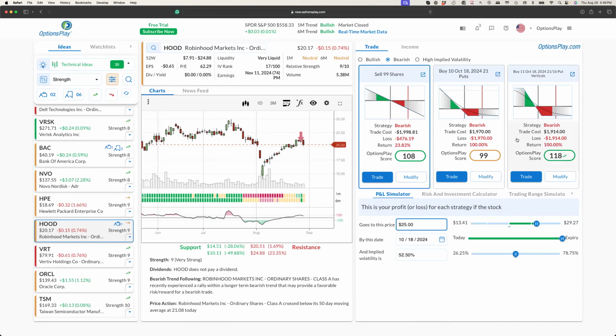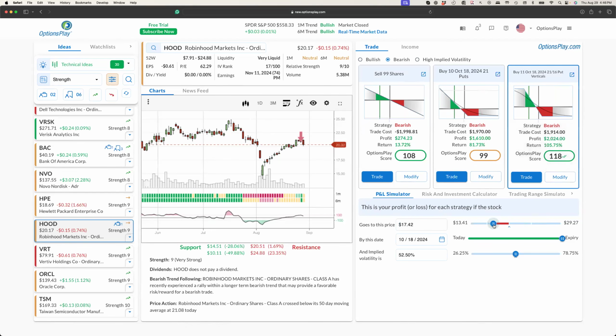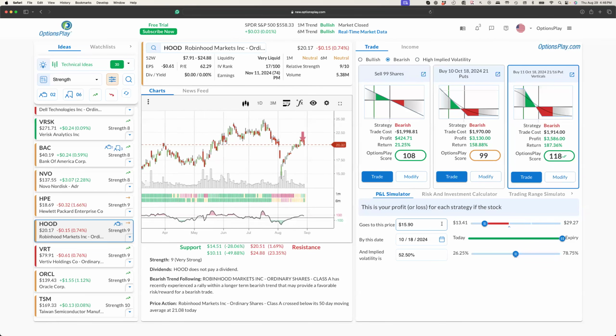So risk-wise, the two are very similar, and if it does move in the direction I expect it to, 16.50, I think, was my target price here to the downside. I'm looking at about 128 to 158% return. Given the same amount of risk, I obviously choose the one with the higher return, 158% return over 128% return. So this would quickly give me a way to find trading opportunities.